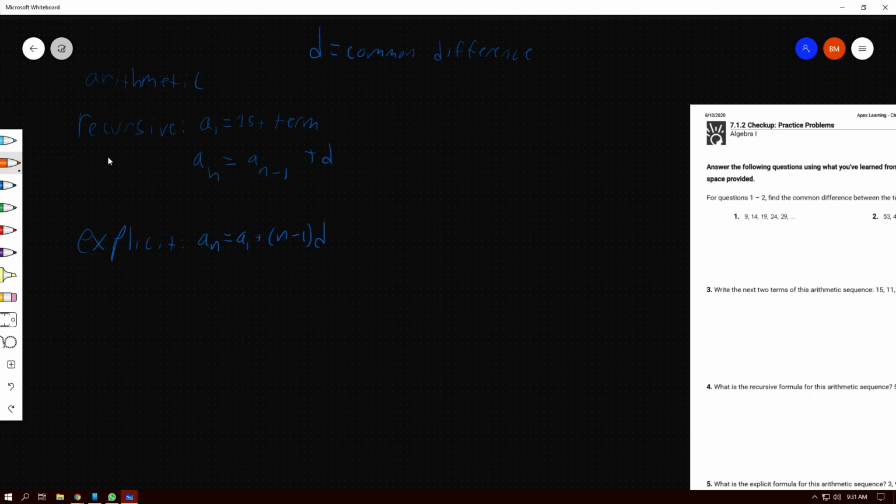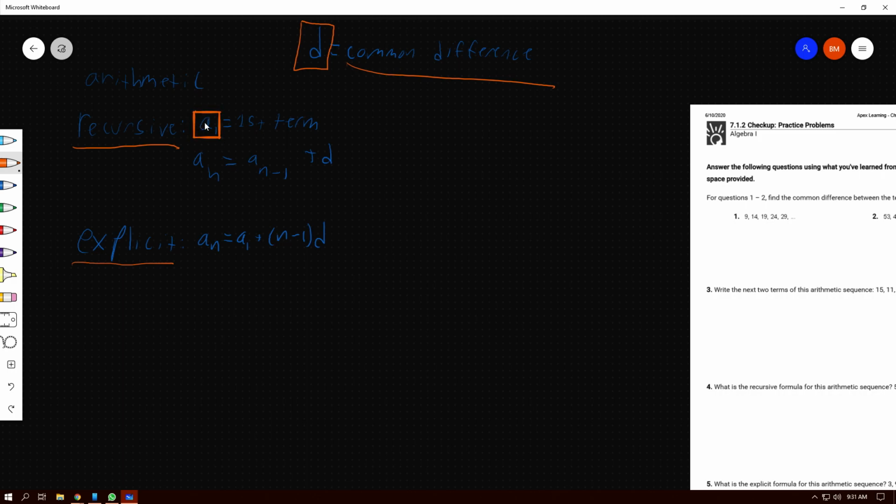We have a recursive formula and an explicit formula. They both utilize d. What is d? d is the common difference. It's whatever consistent number is being added or subtracted. So whatever number is being added or subtracted to the terms to get to the next term, that's your d. That's your common difference.